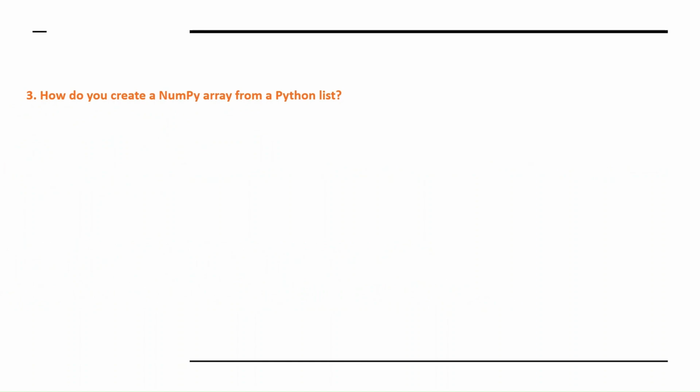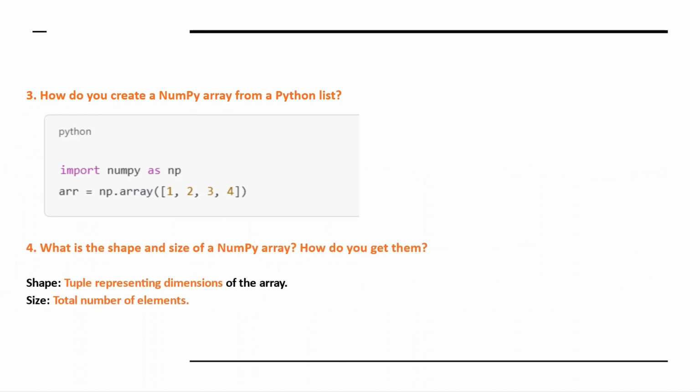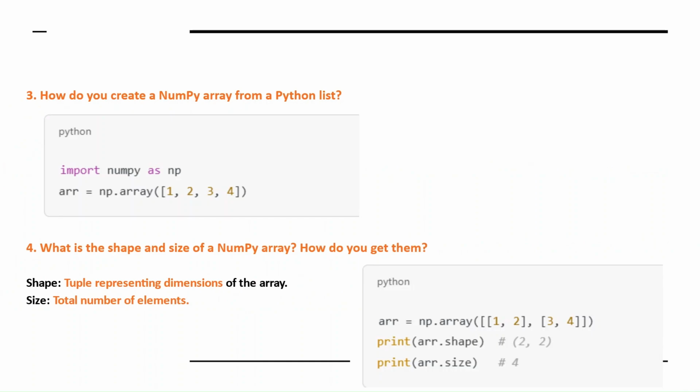How to create a NumPy array? Here is an example. Creating a NumPy array is simple, and you have it as a NumPy array ready for action. What is the shape and size of an array? The shape attribute gives the dimensions of the array and size gives the total number of elements.